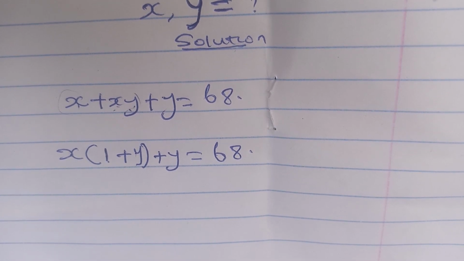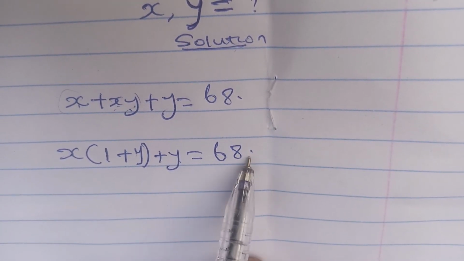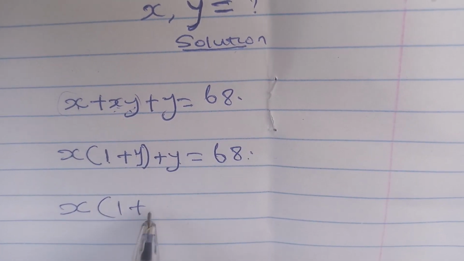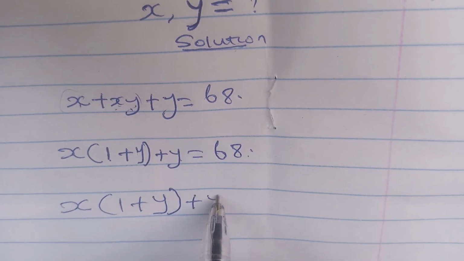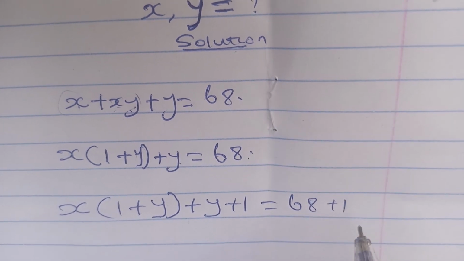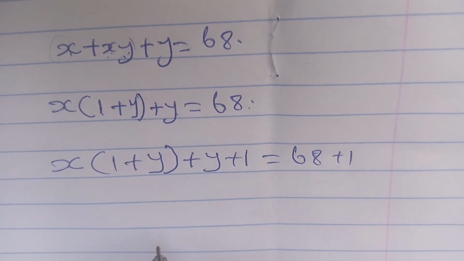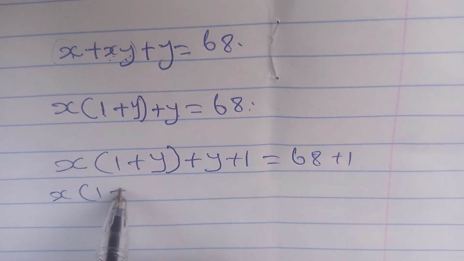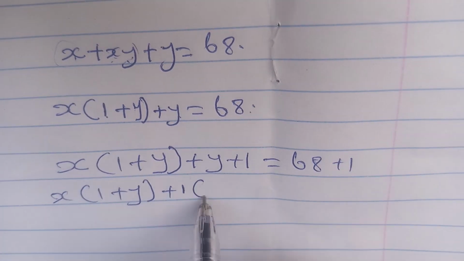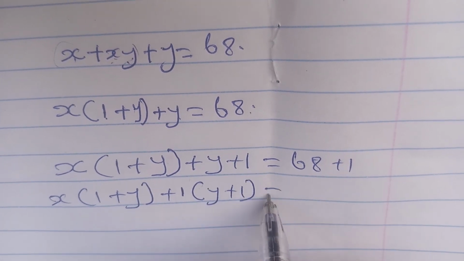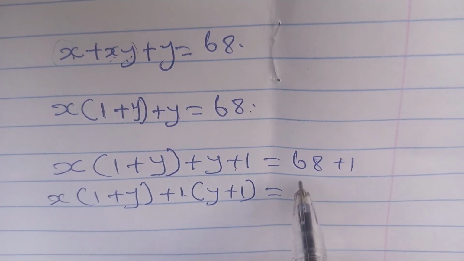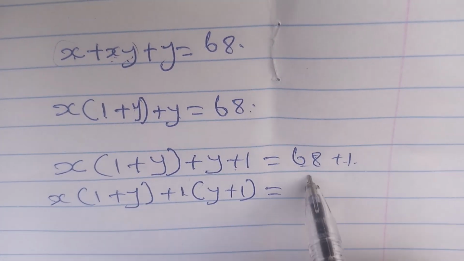The next thing we are going to do is to add 1 to both sides of the equation. If we do that, we have x, open bracket, 1 plus y, close bracket, plus y plus 1 is equal to 68 plus 1. So from here we now have x, open bracket, 1 plus y, close bracket, plus, we can put 1 here, open bracket, y plus 1, close bracket, is equal to, because if we open the bracket with this 1, we return back to this, and 68 plus 1 is going to give us what?